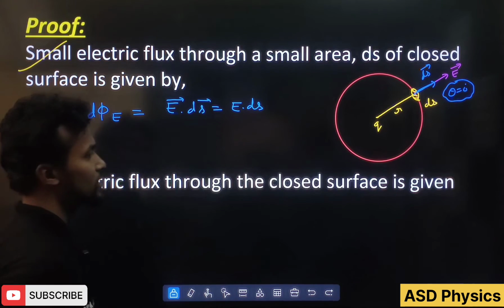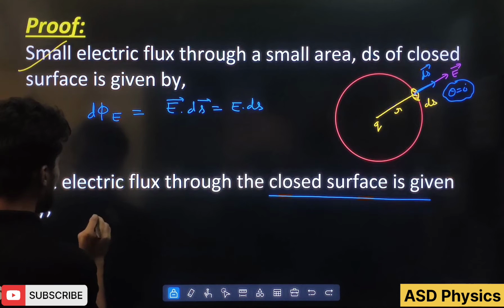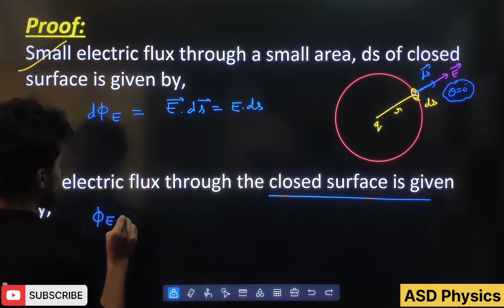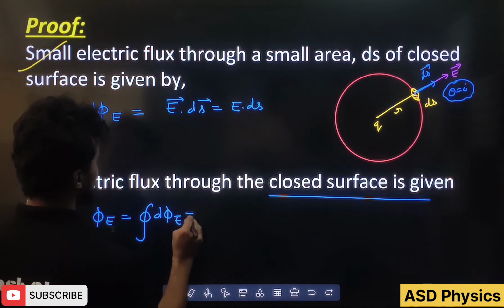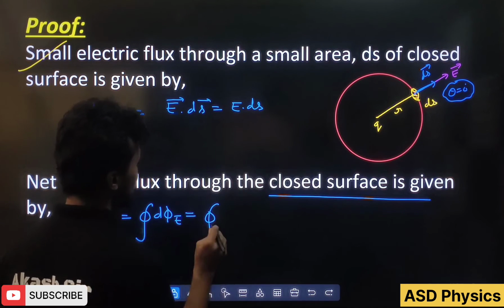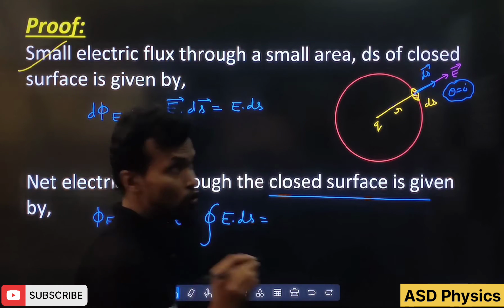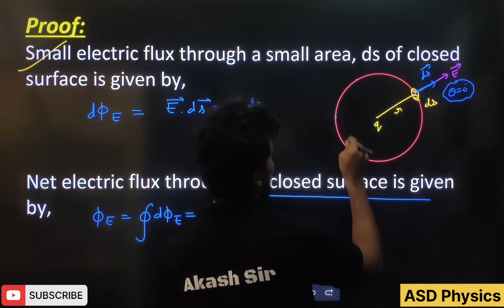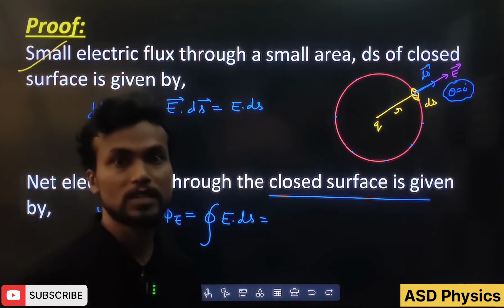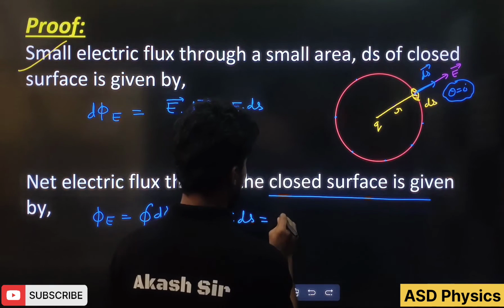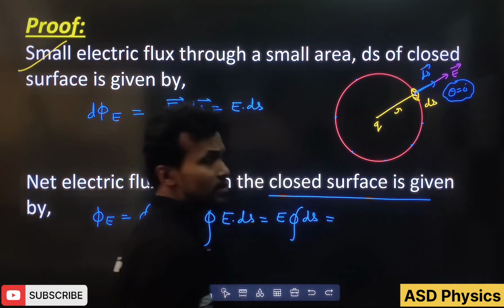Now the net electric flux through the closed surface. Now we are going to see overall. So this phi e will be the closed integration of d phi e. Kindly put the value of d phi e, E into ds. Now students, you know very well, each and every point on the Gaussian surface is equidistant from the charge. That means the electric field will be constant, so it comes outside the integral, and here is the integration of ds.